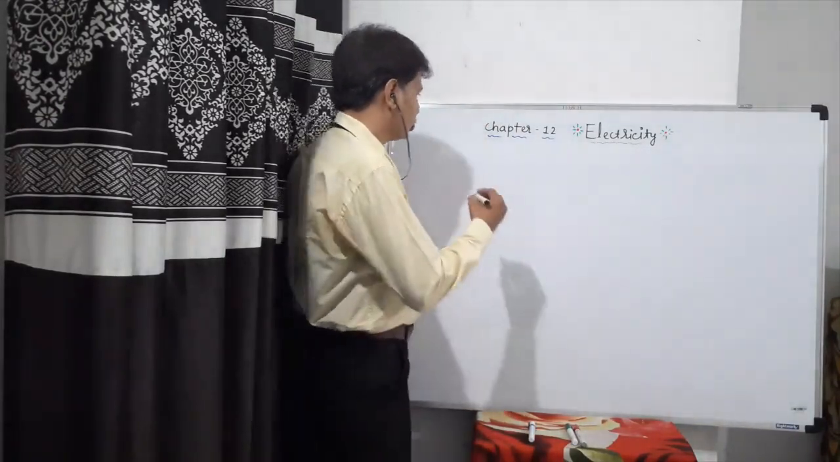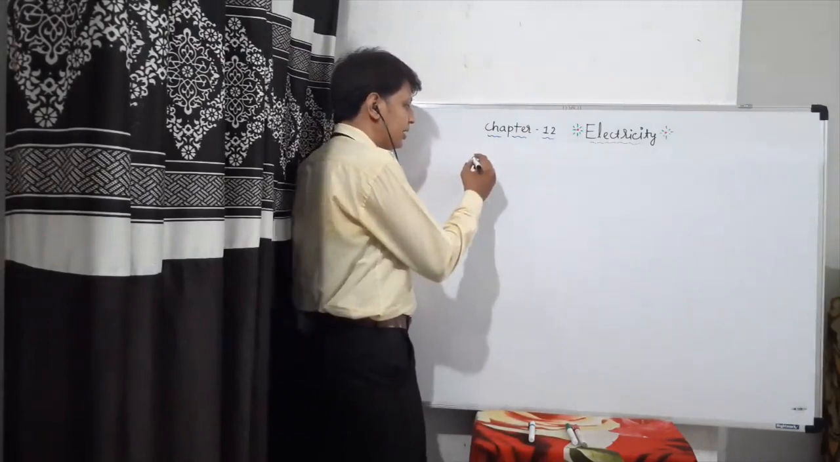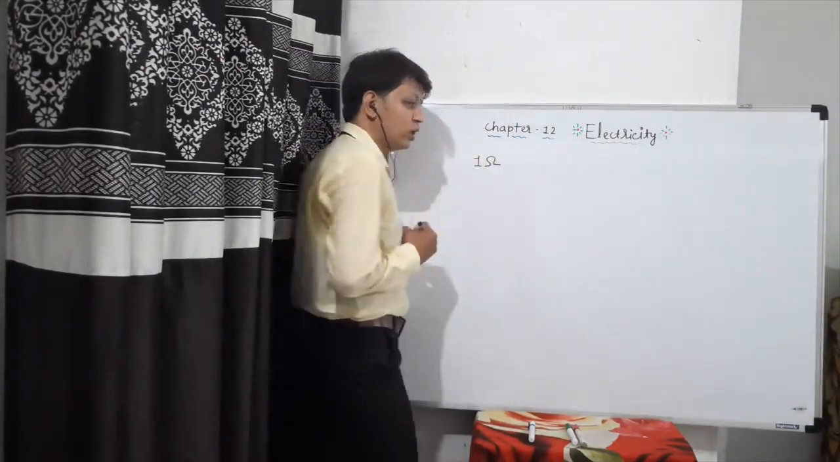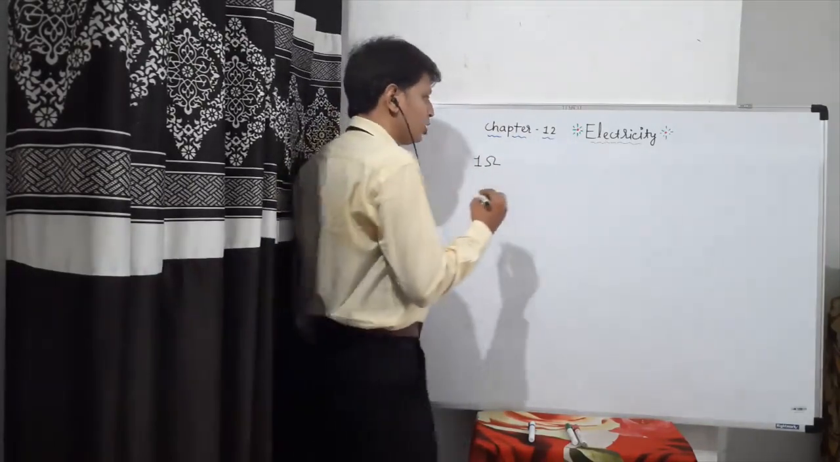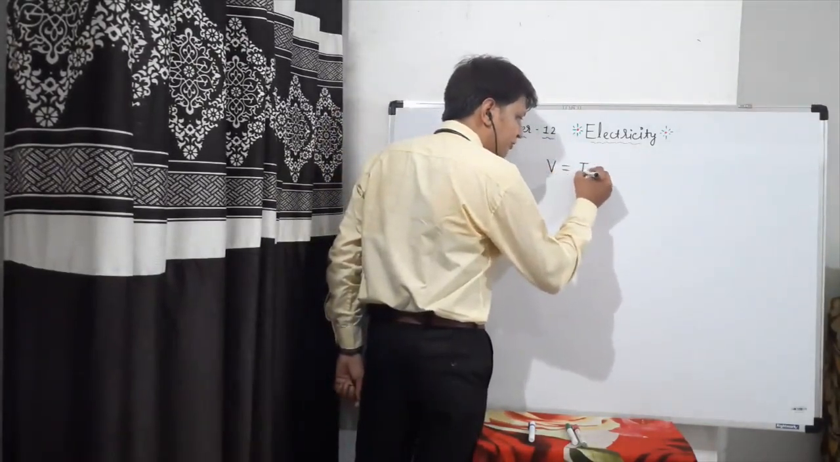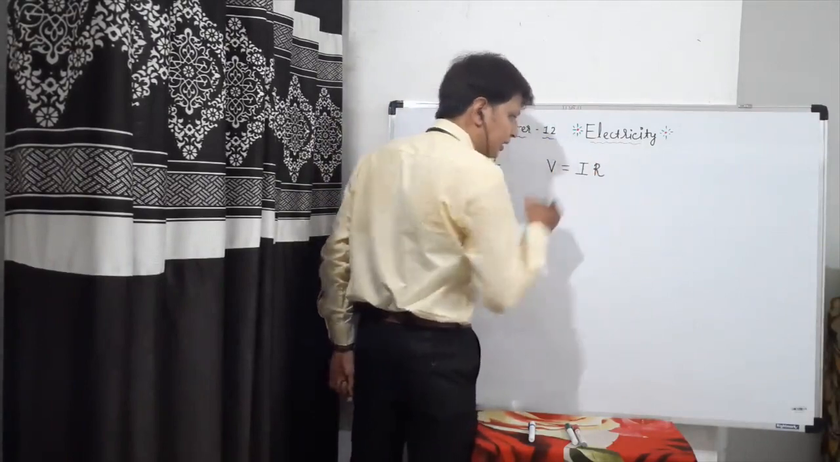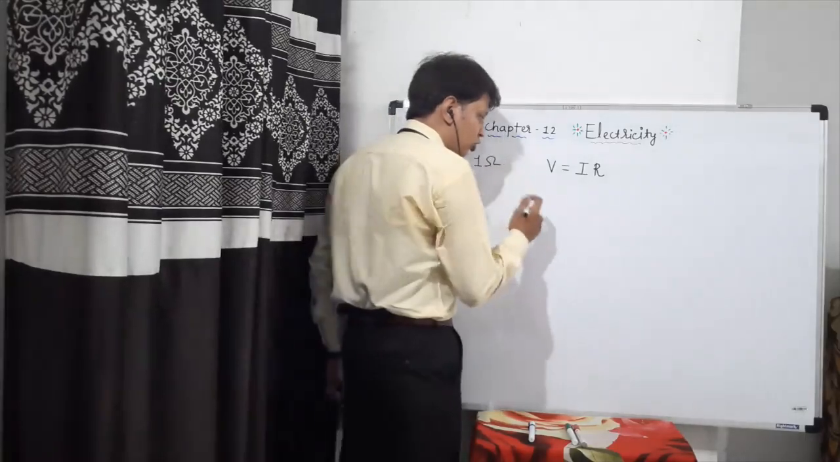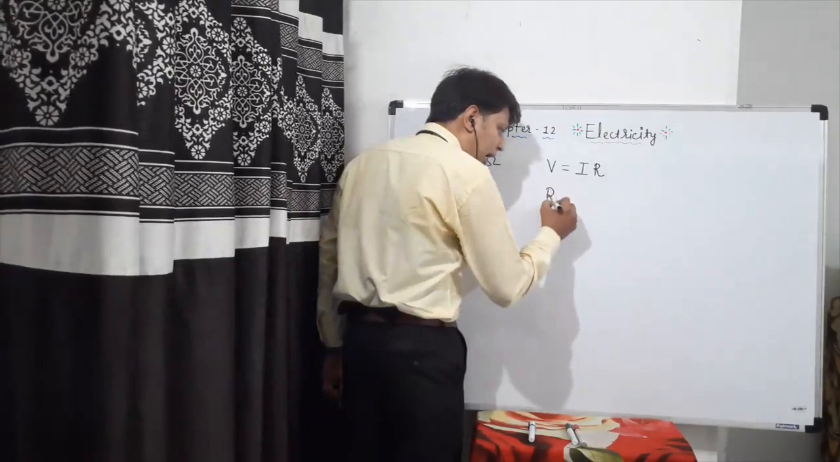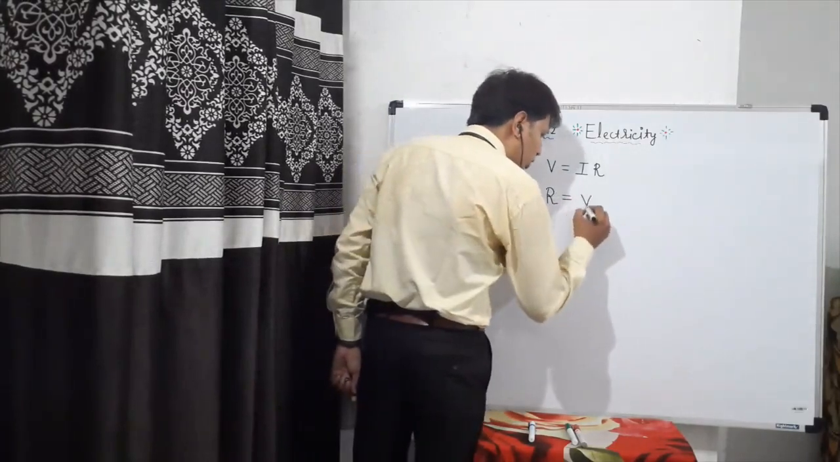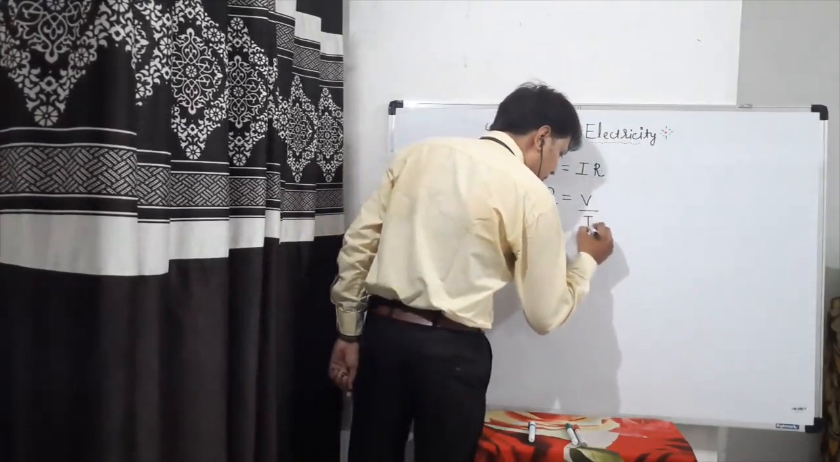Let me show you when we can say that the resistance of a resistor is considered as 1 ohm. If we write Ohm's law, V, which is potential difference, is equal to electric current multiplied by resistance. So if I make R the subject of the equation, it will be equal to potential difference upon electric current.